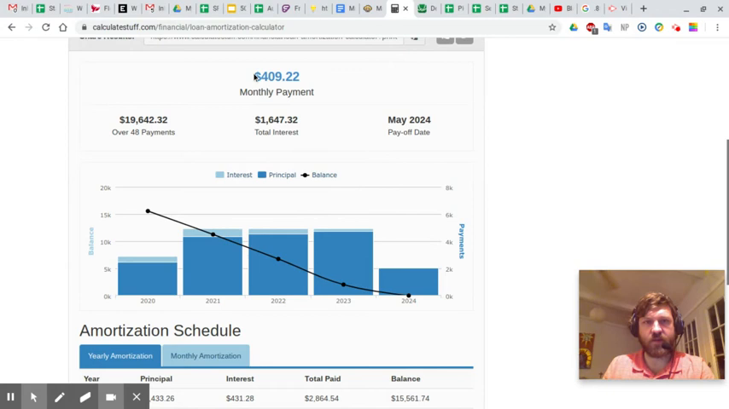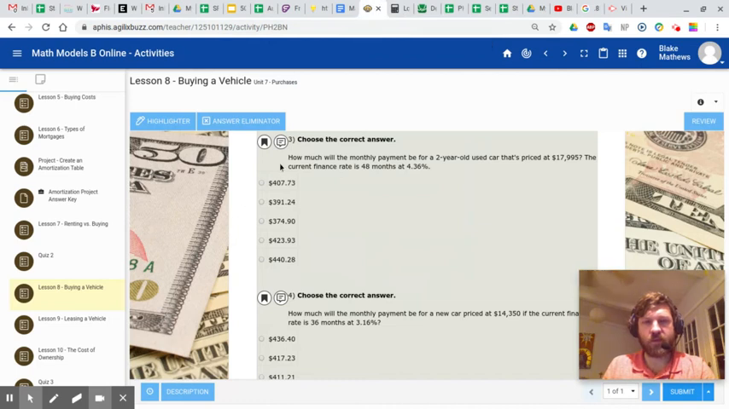The main thing we want to see is this monthly payment right here. And then we're just going to pick the one that's closest. We're going to pick this one. Again, there's issues with the calculator, the way that the handheld calculator does it versus the web. So I think this is easier, honestly, and you can get the answer close enough. So that's what you're doing here.